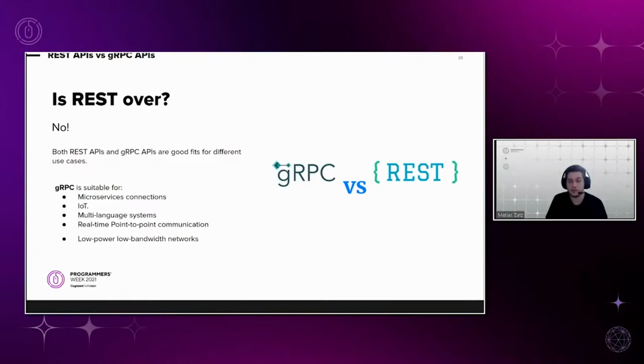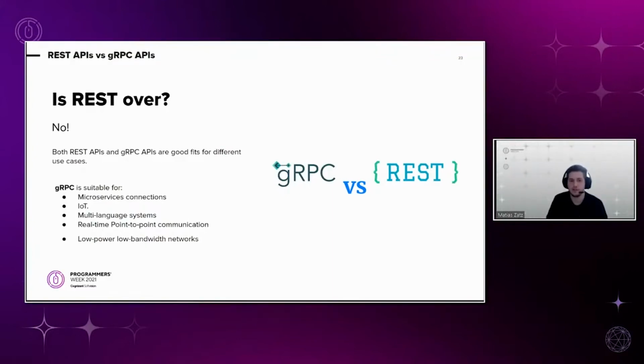When you're working with a polyglot environment where you have too many services written in different languages, with gRPC they can talk to each other with minimum effort. And for real-time point-to-point communications, that's where we take advantage of the bidirectional streaming capability. Also, as you saw, you can use it in low power and low bandwidth networks, okay? Because even if you are running in a low bandwidth environment, by just using HTTP2, you will get awesome results.